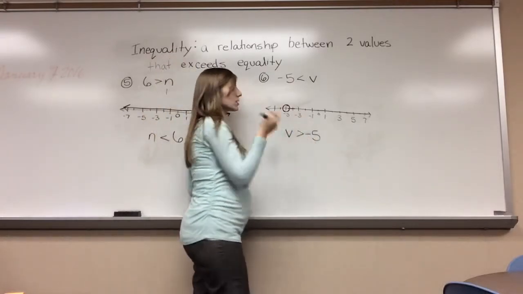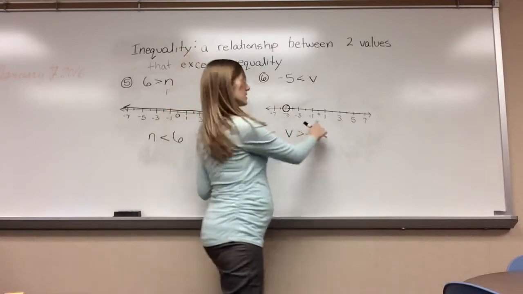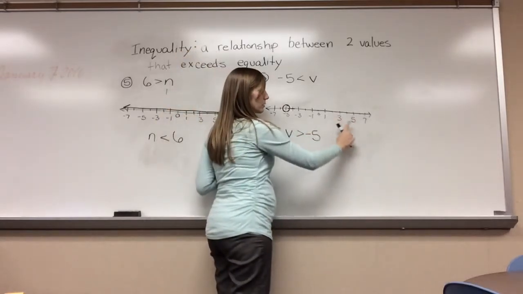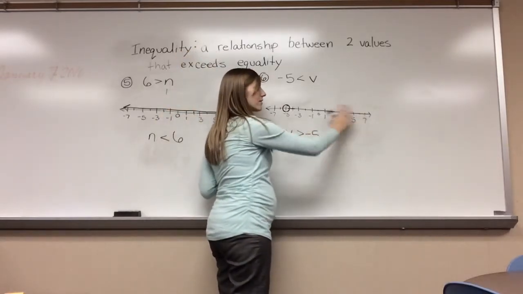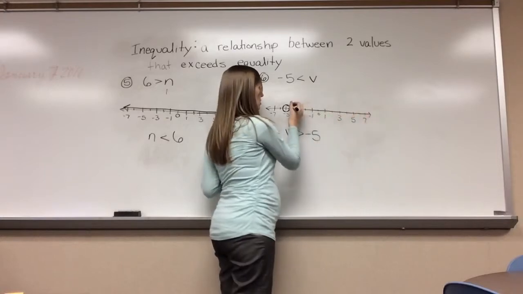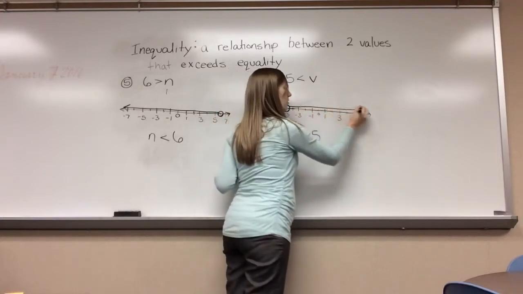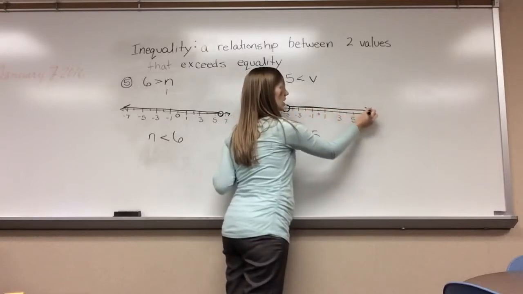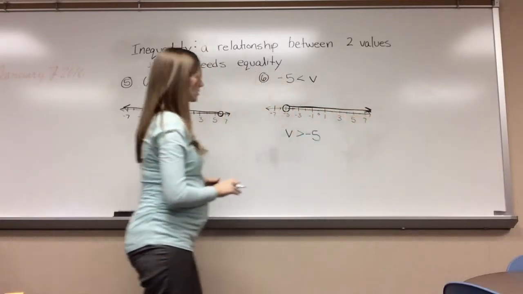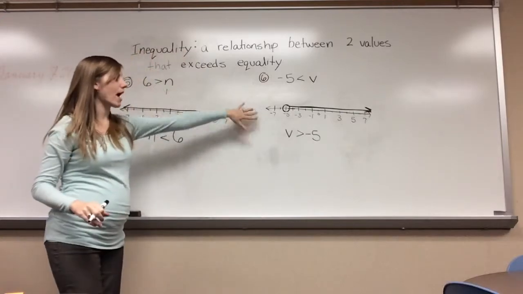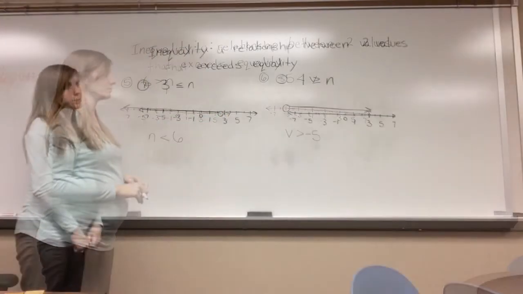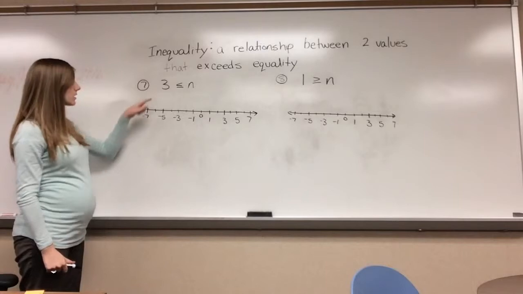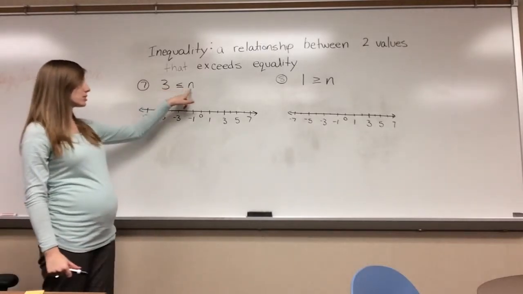Numbers that are bigger than negatives are positives. So all of my positive numbers must be bigger than negative 5. They're off to the right side. So I'm going to draw my line off to the right side with an arrow showing that this goes on forever and ever. Just like that. So this would be our graph for number 6. For problem number 7, our inequality is 3 is less than or equal to n.